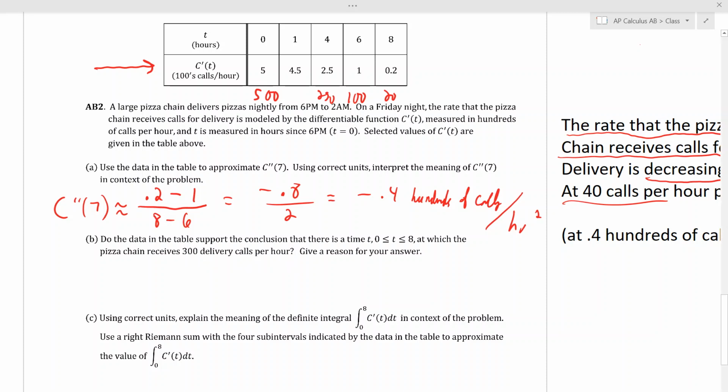But first, we have to state that we can use IVT, but only if it's a continuous function. They tell us right here in this problem that this thing is differentiable. And if it's differentiable, it's continuous. So we're going to say yes.